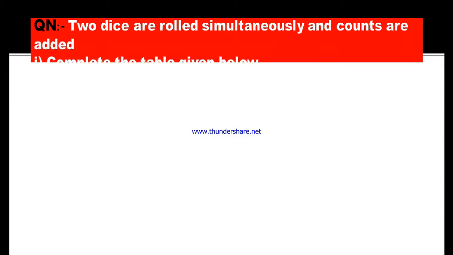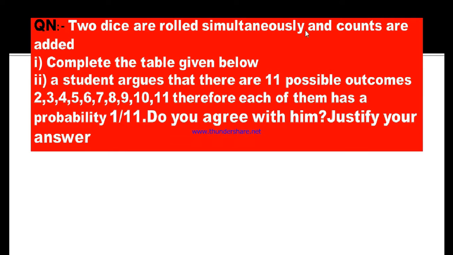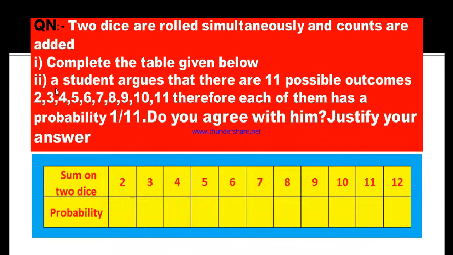Now this is the question. Two dice are rolled simultaneously and counts are added. Complete the table given below. And the second bit, a student argues that there are 11 possible outcomes: 2, 3, 4, 5, 6, 7, 8, 9, 10 and 11. Therefore, each of them has a probability 1 by 11. Do you agree with him and justify your answer?